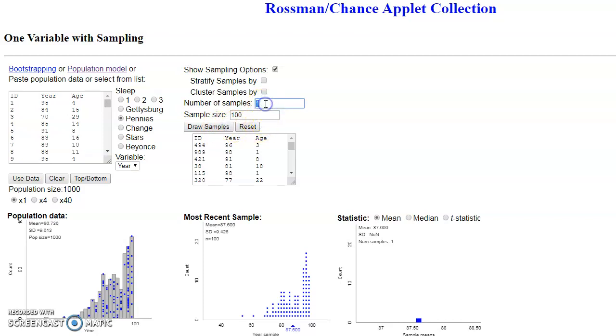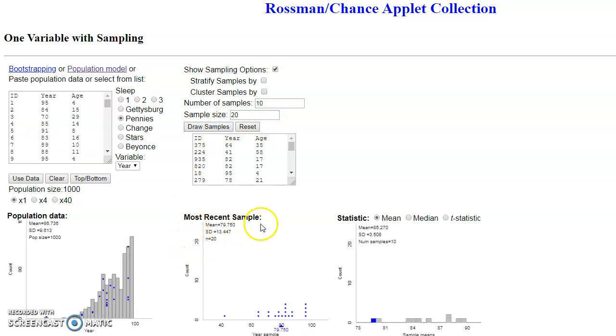Let's just play around with it a tiny bit more. Let's say we wanted to do 10 samples, and we wanted each sample to have a sample size of, I don't know, 20 or something. We draw the sample. It only shows us the most recent sample, like it did all the other ones. But if you look over here, it will show you the mean of all the samples that you got, right? So here's the mean of the most recent sample. If I click over here, this is the third sample, and it shows me the mean of the third sample. And there's the mean of the 9th sample. And here's the mean of the 6th sample.